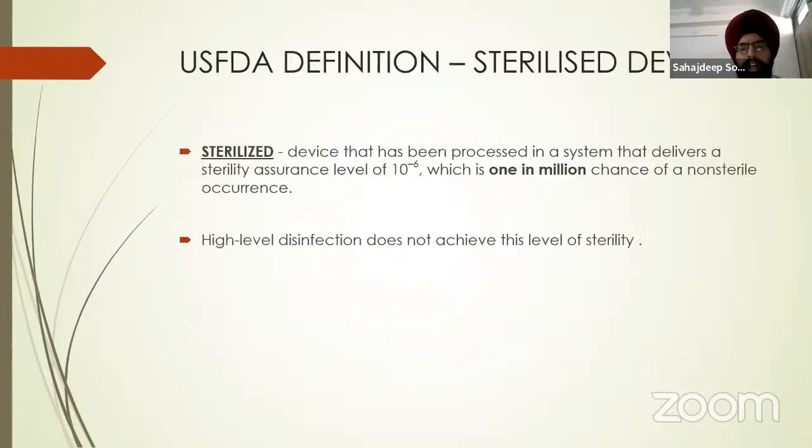What is the US FDA definition of a sterilized device? A sterilized device is one that has been processed in a system that delivers a sterility assurance level of 10⁻⁶. That means there is a 1 in a million chance of a non-sterile occurrence of an instrument. High-level disinfectants do not achieve this level of sterility.